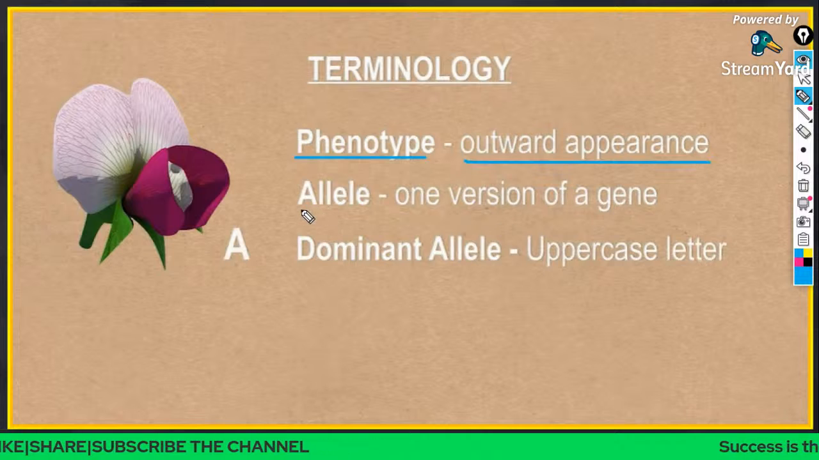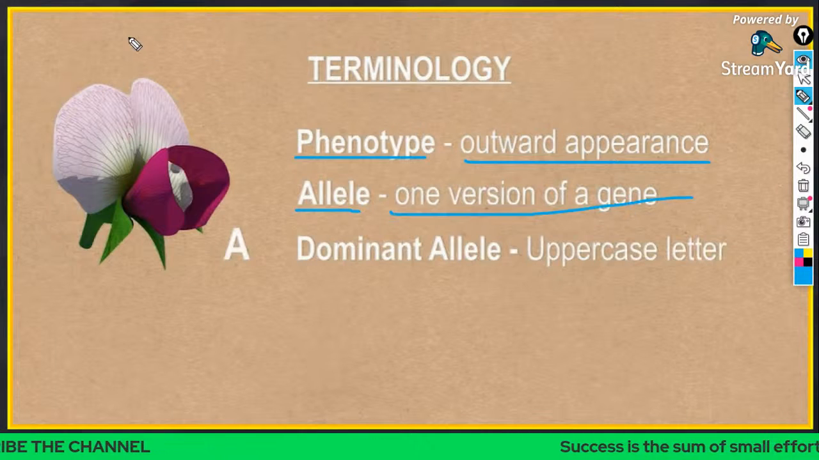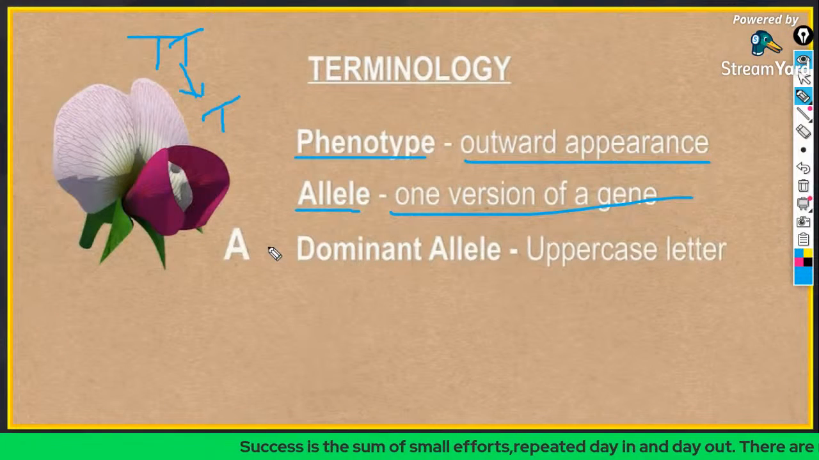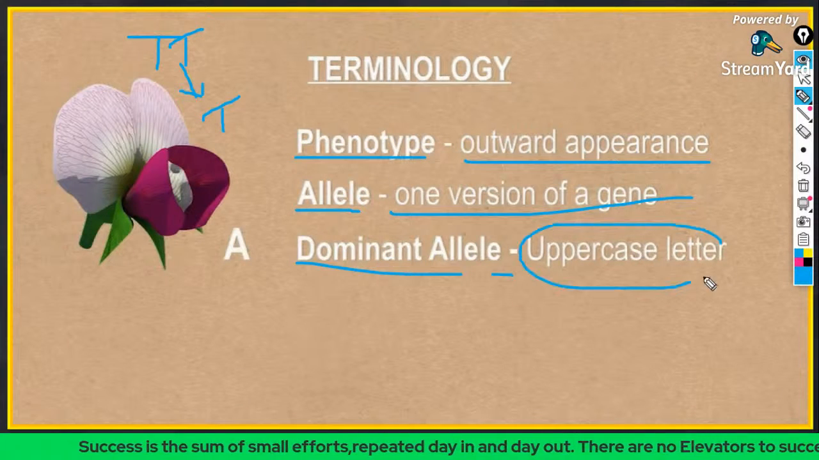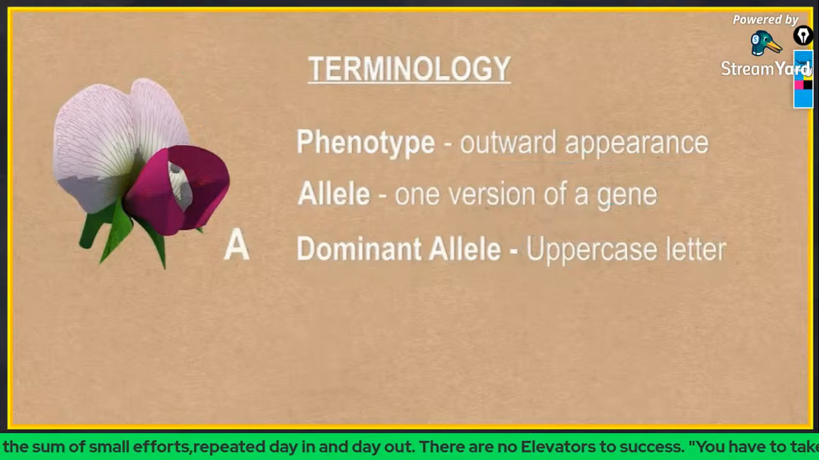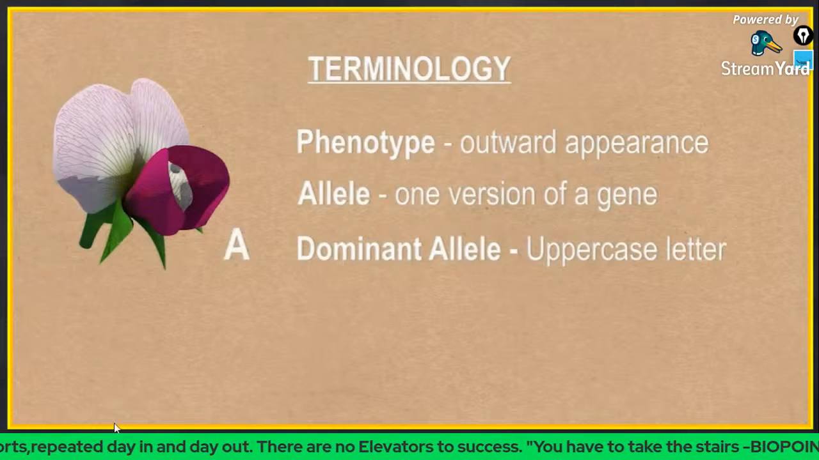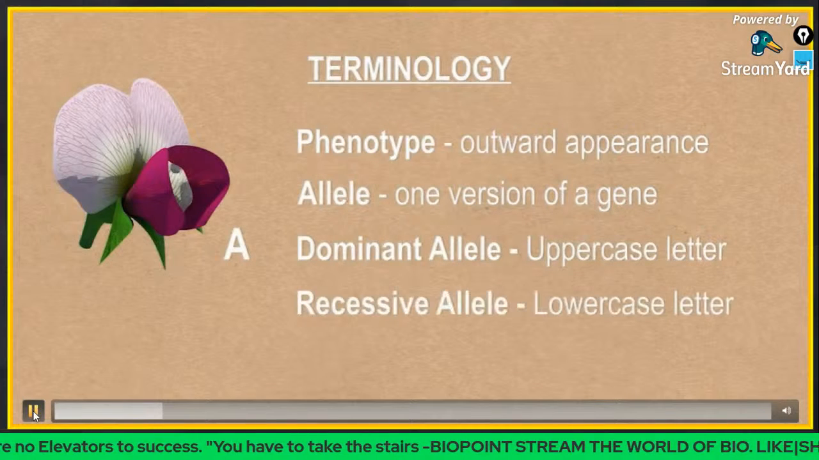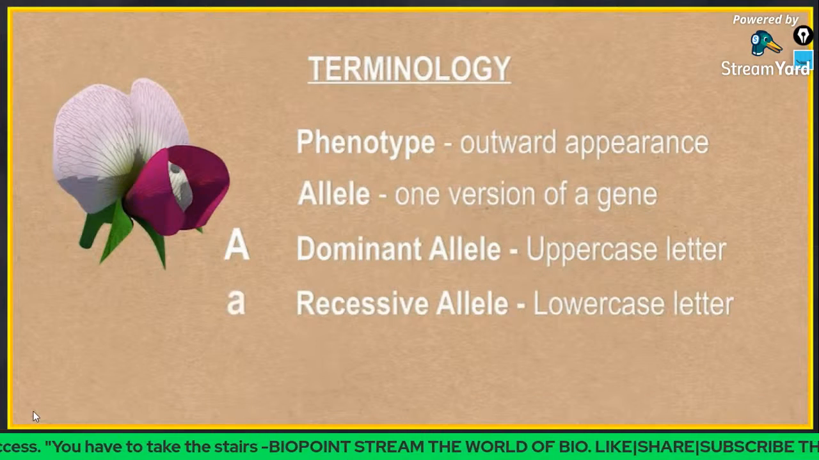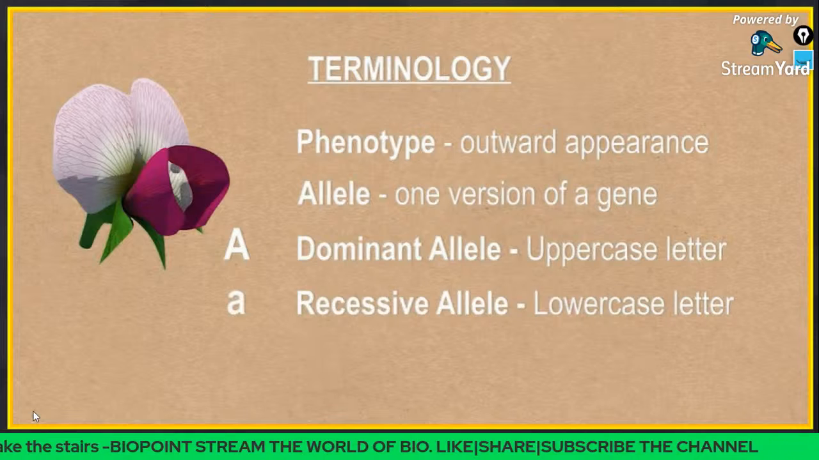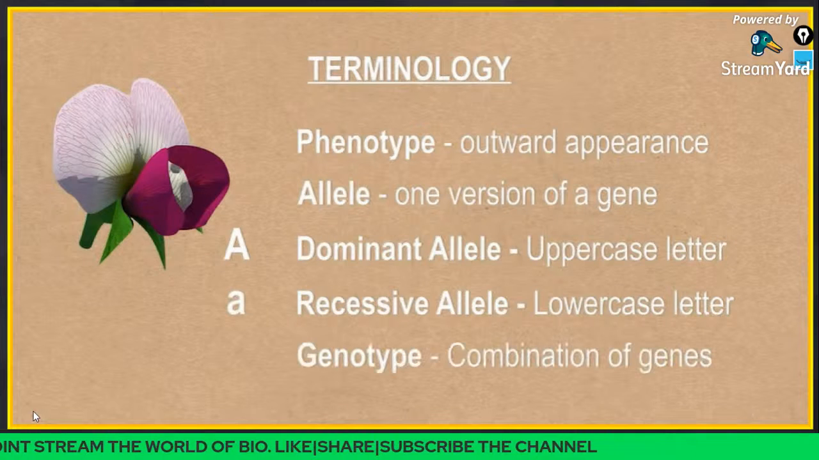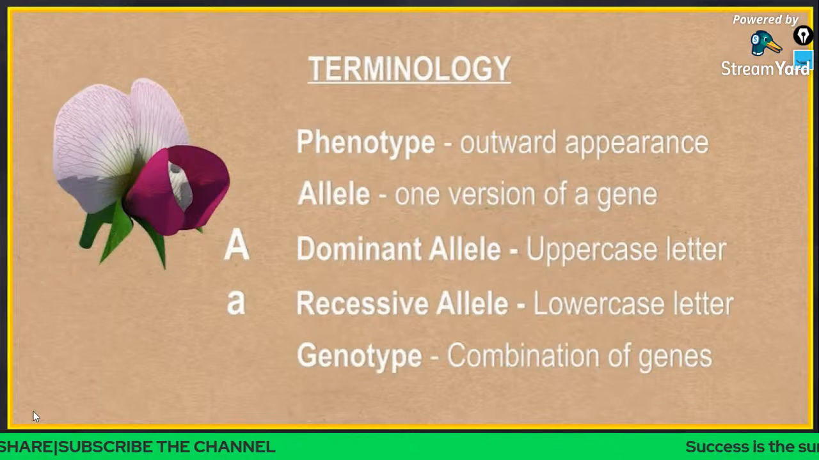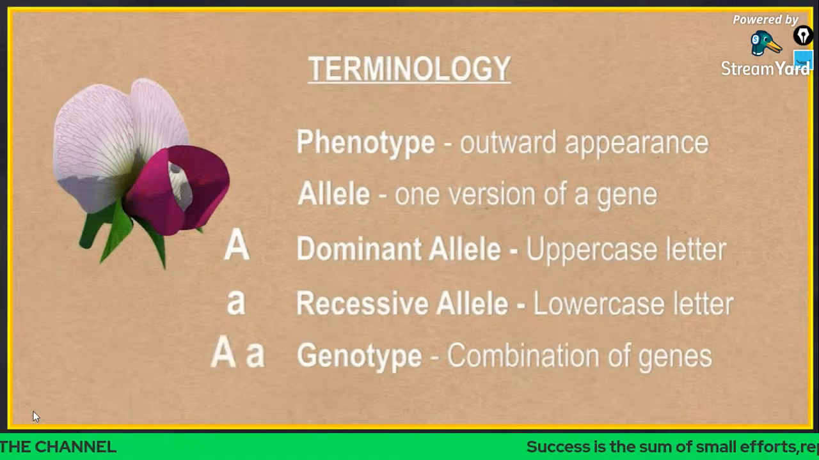An allele is one version of a gene, that is capital T. This one T is the allele. A dominant allele is always indicated with an uppercase letter. Let's continue. Or recessive, represented by a lowercase letter. Look, dominant trait capital A, recessive trait small a. Genotype is a combination of genes. The genotype of each trait is represented by 2 alleles.